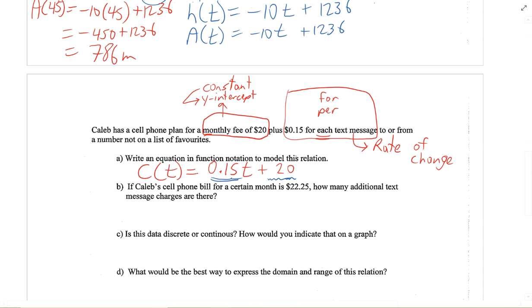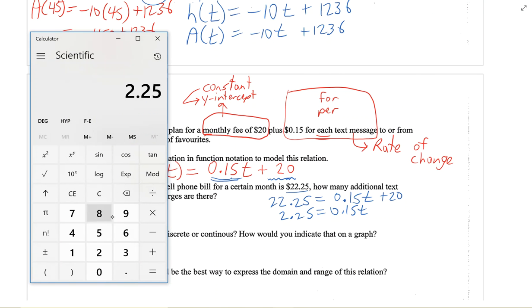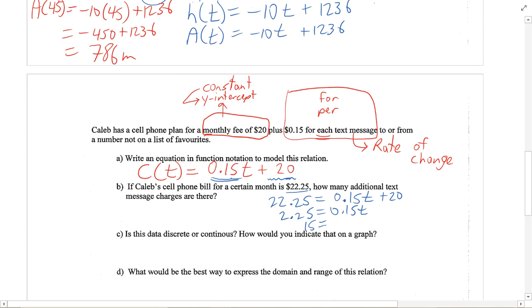So, the cell phone bill is $22.25. How many texts did he make? So that becomes your cost. You substitute that in, and now you work backwards to find the number of text messages. Bring 20 to the other side and subtract, and then you get 2.25 equals 0.15 times T. And then you divide. So 2.25 divided by 15 cents means you sent 15 text messages.